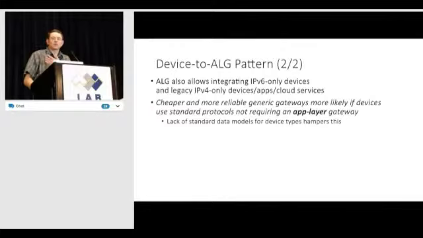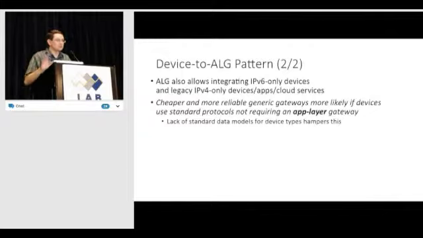So one of the main points we tried to make in the document was that those ALGs, we want them to be more generic and not vendor-specific, to work in more classes of devices. So our point was that more cheaper and reliable ones are going to be more likely if the devices use standard protocols that don't require an ALG. Well, that only goes so far because one of the problems that we have today goes back to the choice of data models and schemas. Even if the protocols are standard, if the schemas aren't the same, you still need an ALG to map the schema. So we can't, in the IETF at least right now, completely solve the problem, but we can give advice and point out what the gap is and facilitate relationships.